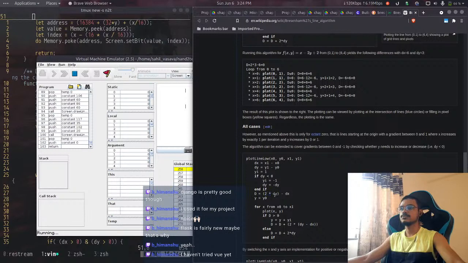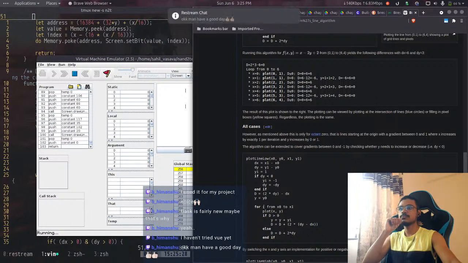t is equal to 2 into dy minus dx. Okay, so if I place dx this side, dy by dx is equal to 1 by 2. Why are they multiplying dy by 2? Y is equal to y0. Okay, the looping condition is for x, for x from x0 to x1.